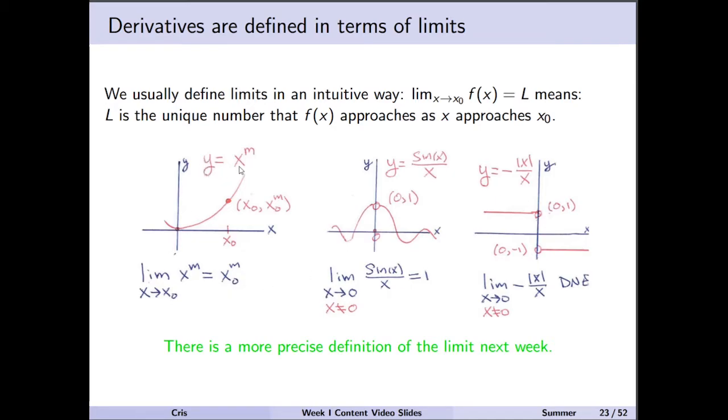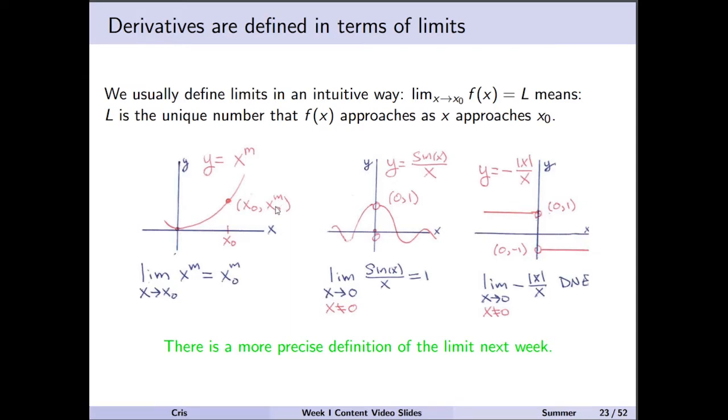Here we have a curve, y equals x to the m. If m is greater than 1 anyway, it looks like this. We go to a point x equals x naught. We look up at the point on the curve, x naught, comma x naught to the m. As x gets closer to x naught, the y values on this curve are getting closer to x naught to the m. Therefore, the limit equals x naught to the m.